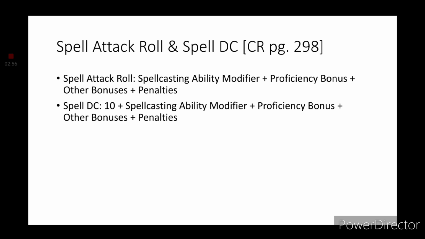Moving on, we have spell attack roll and spell DC, which again has very similar properties to that of Dungeons & Dragons 5th Edition. The spell attack roll is your spellcasting ability modifier, your proficiency bonus, and any other bonuses and penalties. While your spell save DC, known as spell DC, is 10, plus spell ability modifier, proficiency bonus, and other bonuses and penalties.